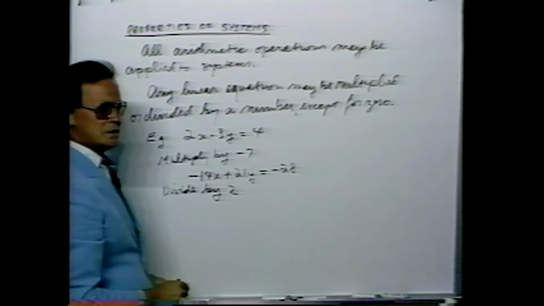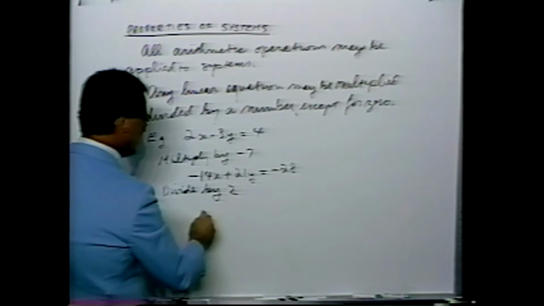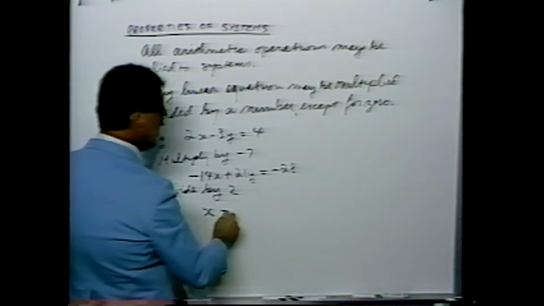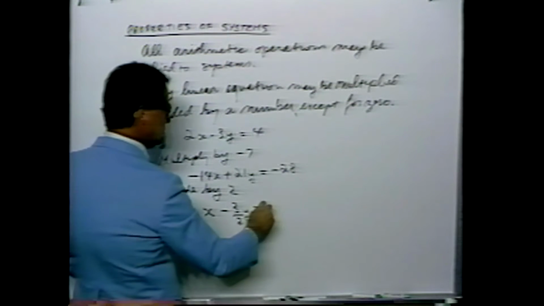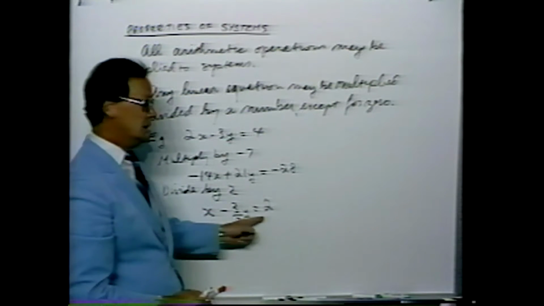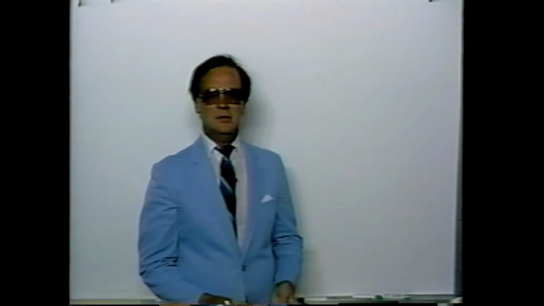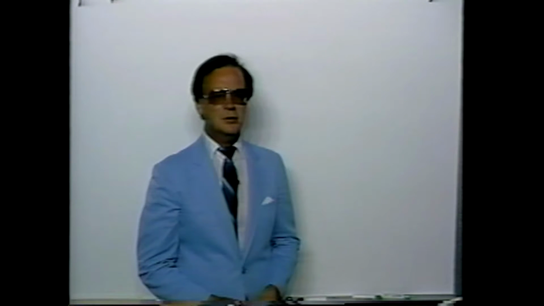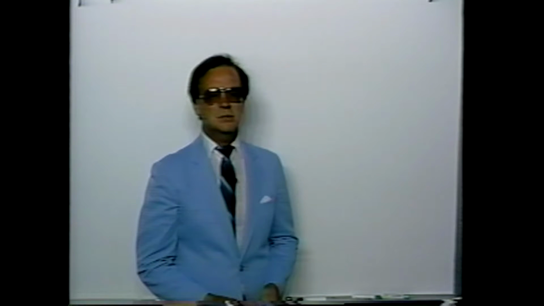And dividing both sides by 2 will give me 2x divided by 2 is x. Minus 3y divided by 2 is minus 3 over 2y. And dividing 4 by 2 is equal to 2. And this is as true a statement as the first one that I wrote. In any given system, the left side and right side can be added to produce another linear equation, which is different, but still a member of the same system.